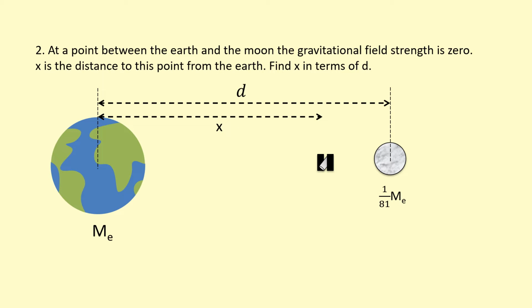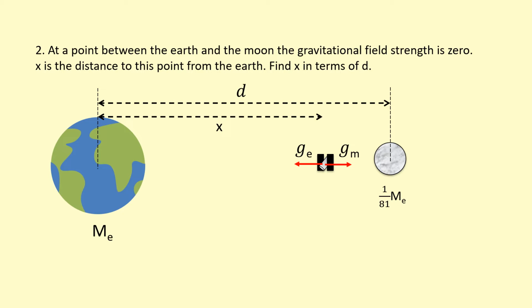At a point between the Earth and the Moon, the gravitational field strength is 0. The x is the distance to this point from the Earth. Find x in terms of d. So there's going to be a point where the gravitational attraction from the Earth and the gravitational attraction from the Moon are equal and in opposite directions, so they cancel out to give you 0 resultant attraction.